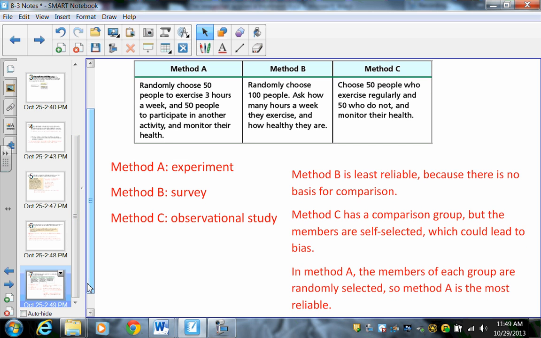And in method A, the members of each group were randomly selected. Because you randomly put them in there, you reduce the bias. And you have a treatment group and a control group. So your random part is taken care of and your control part is taken care of. So method A would be the most reliable.